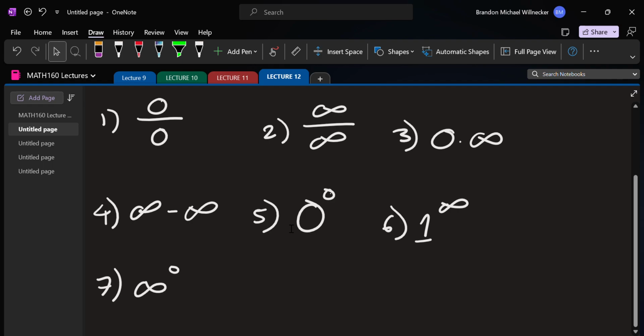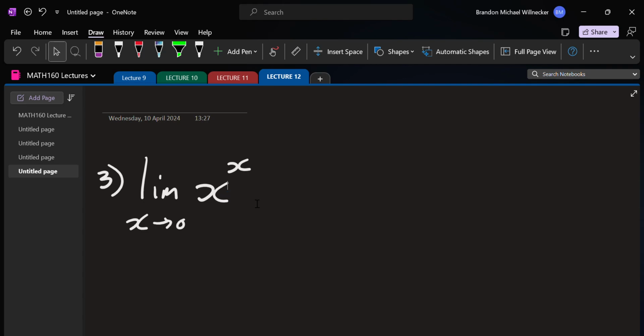So we want to use L'Hopital's rule, but we can't use it in this form. 0 to the 0 doesn't work. It must be 0 divided by 0 or infinity divided by infinity. So we have to do something. And what we can do, let's do a different color over here. If you have some function and the exponent is also a function. So x is just by itself, but it's still a function. It's like f of x equals x.